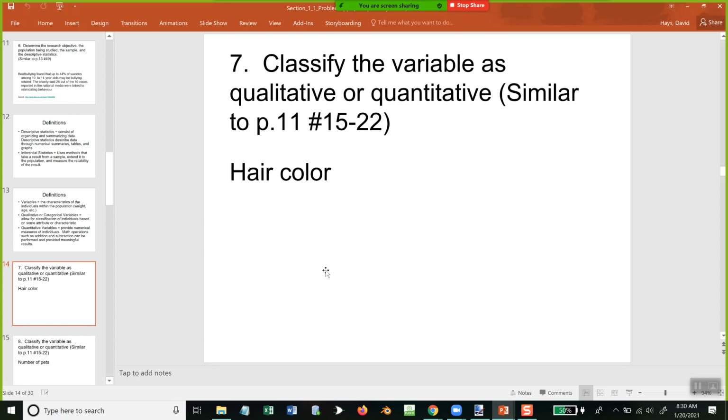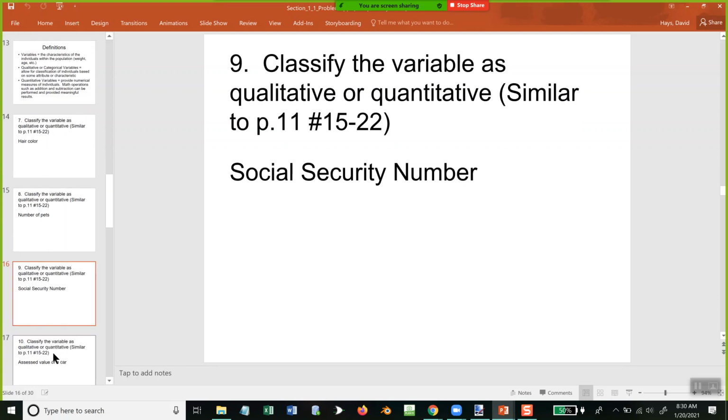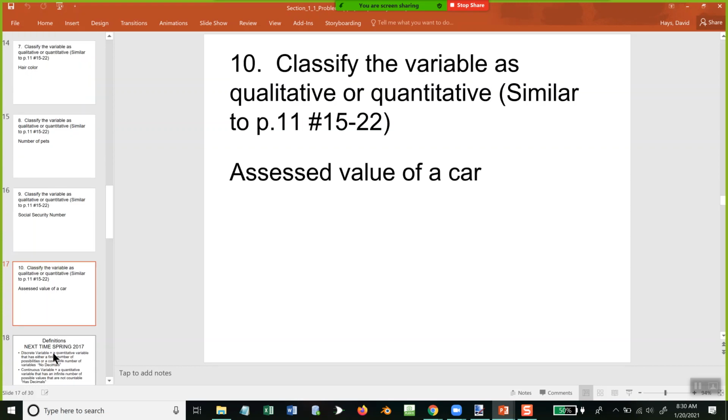How about hair color? What would that be? Qualitative category or quantitative a number? Qualitative. Number of pets? Quantitative. You can average how many pets people have. Social security number I already talked about, that's qualitative. Assessed value of a car? Is it quantitative or qualitative? Quantitative, exactly, because we can average it. You could do all kinds of math on it.